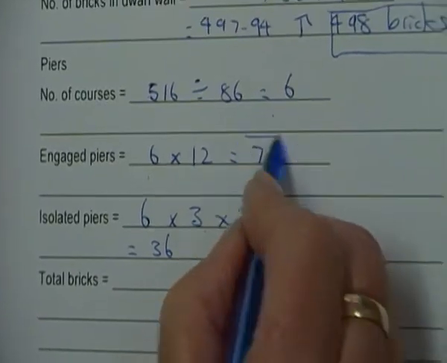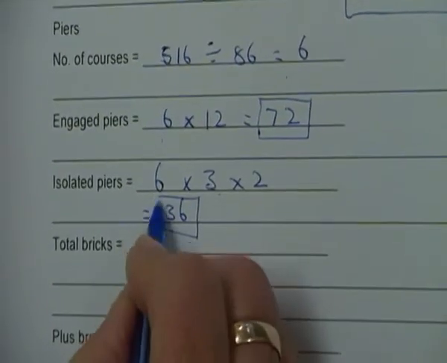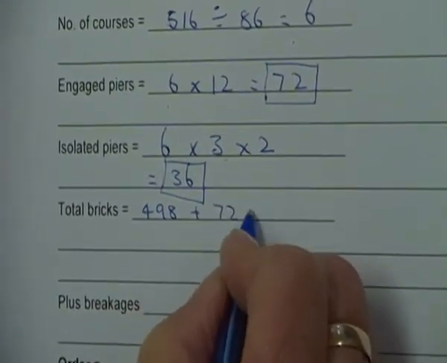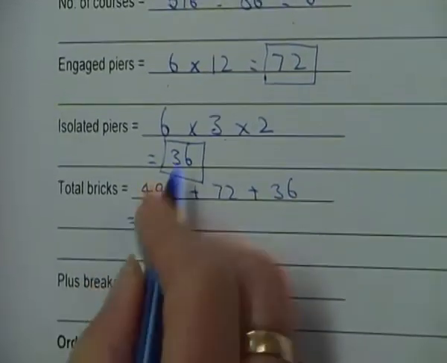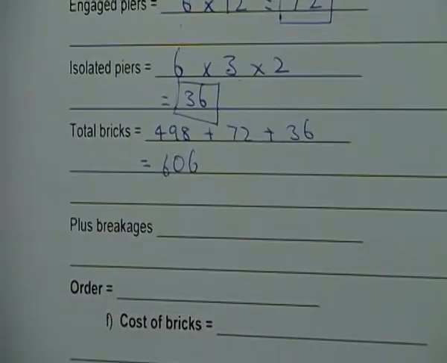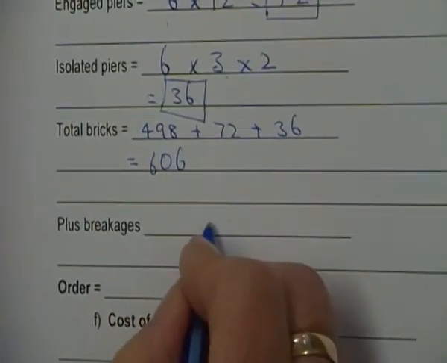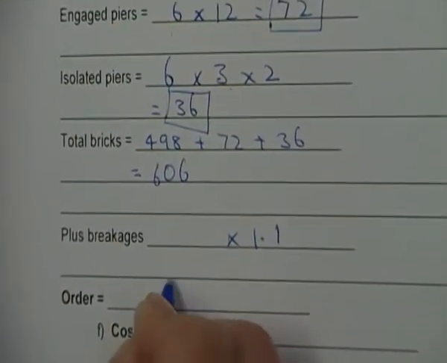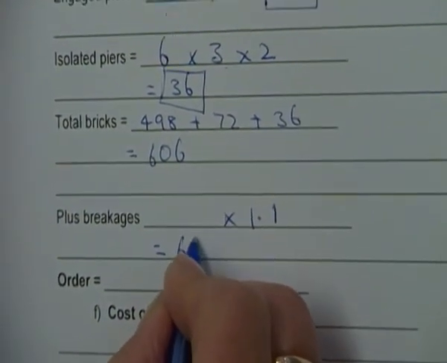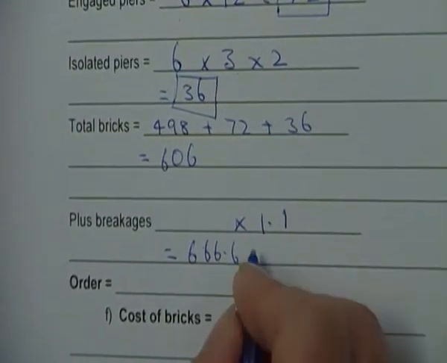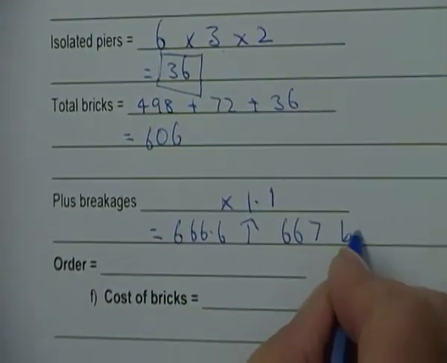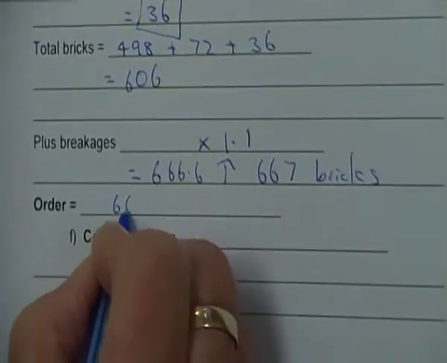So all I'm now needing is to add the bricks up. So it's 498 plus 72 plus the 36 is going to give me 606 bricks. Now in the question it said there's 10% for breakages, so I'm going to times that by 1.1, and I will get an answer of 666.6 bricks, so I need to round up, and it's 667 bricks. So that's my order, 667.